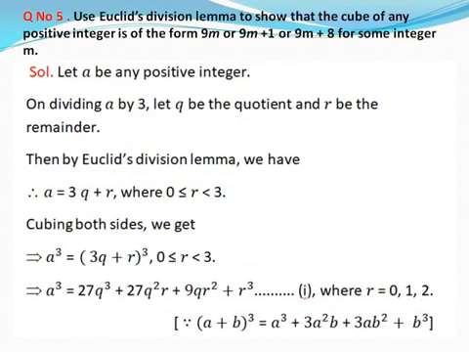Question number 5. Use Euclid's division lemma to show that the cube of any positive integer is of the form 9m or 9m plus 1 or 9m plus 8 for some integer m. Solution. Let a be any positive integer.